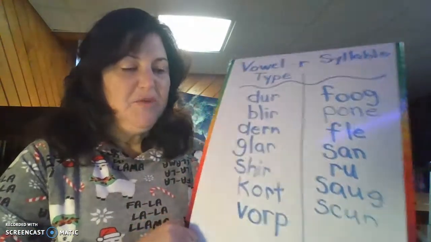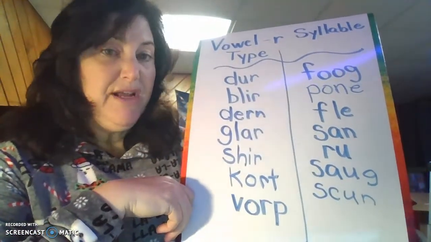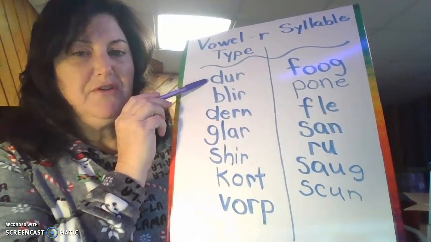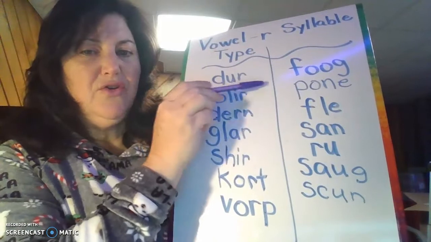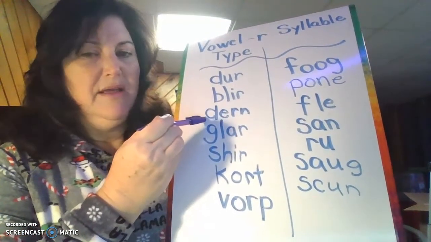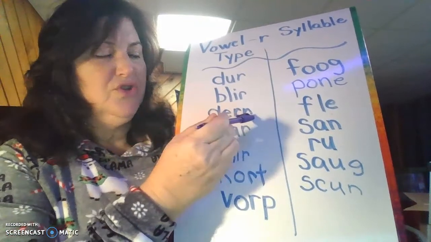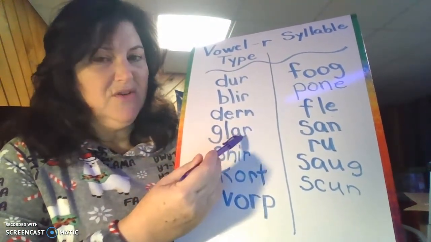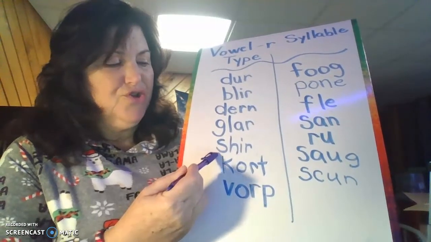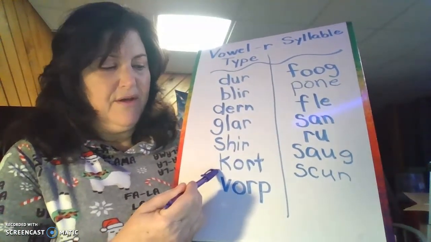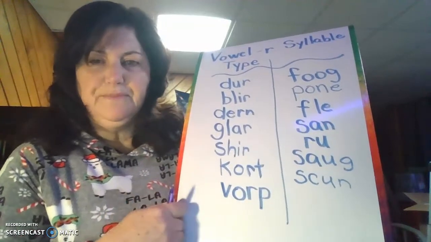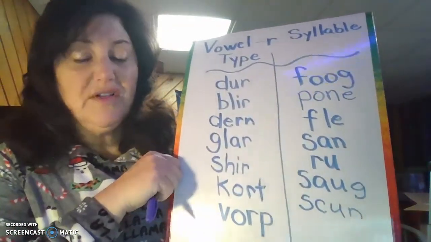Okay, so let's practice before we say goodbye. Let's practice going back and reading some of these words. Let's go through our vowel R syllable types first. You ready? Say it with me. Dur. Blur. Dern. Remember that says R. Glar. Sure. Court. And last one, vorp. Okay, these are our brand new vowel R syllable types.